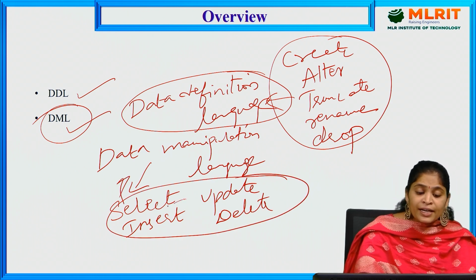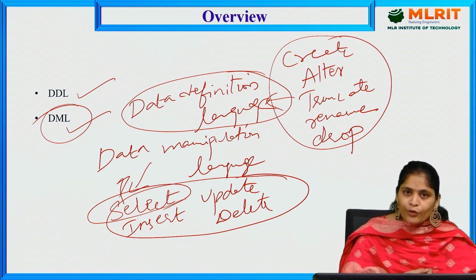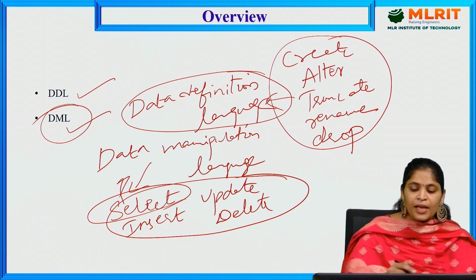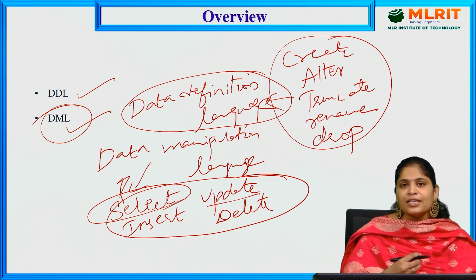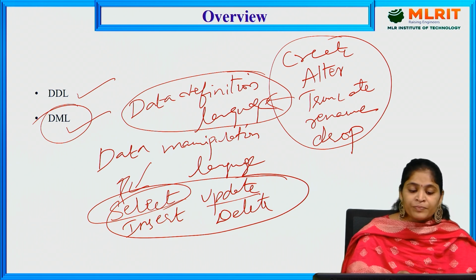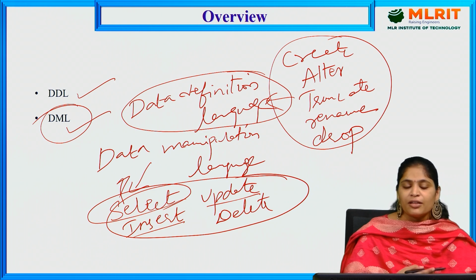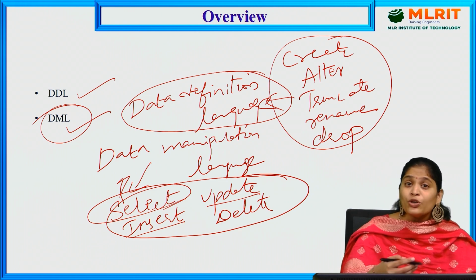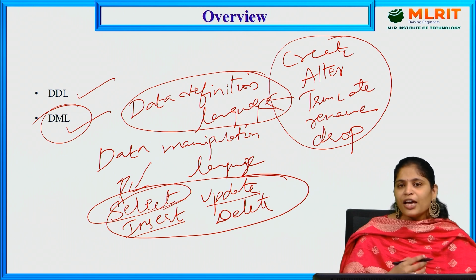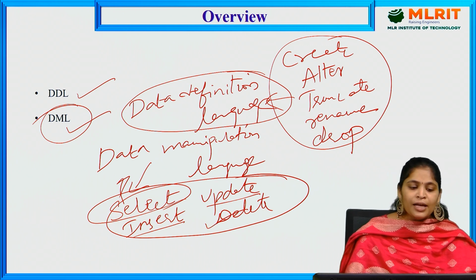Here the select statement is used to select some particular rows or tuples from a relation. Update is used to update the data in the existing relation. Insert, if I want to insert rows into a particular relation, then I use the insert command. Delete, if I want to delete some particular rows, then I use this delete command in DML.